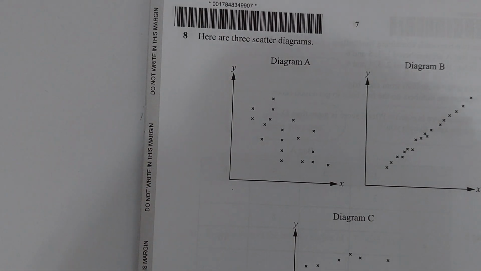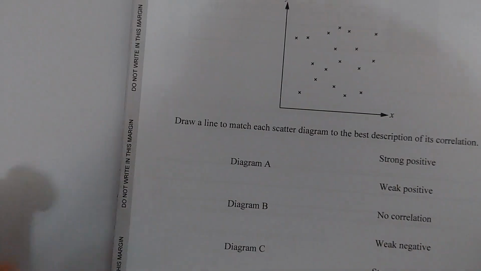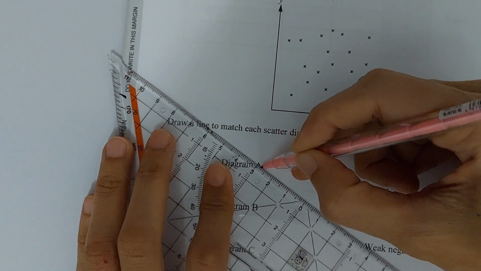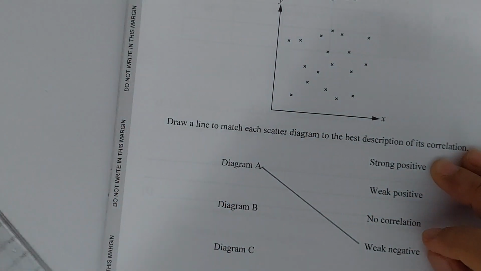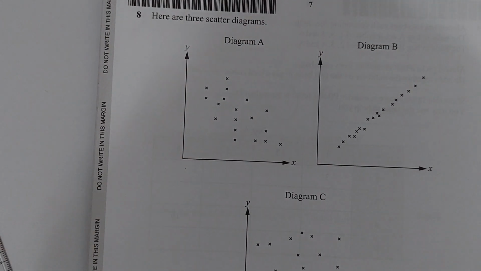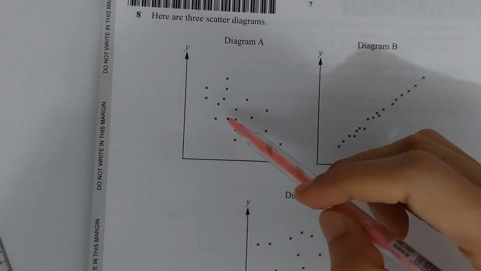So that one will be weak negative. So I will point diagram A to the weak negative. Again, if you draw a straight line, please use a ruler. And then diagram B, can you see the difference between this one and this one?